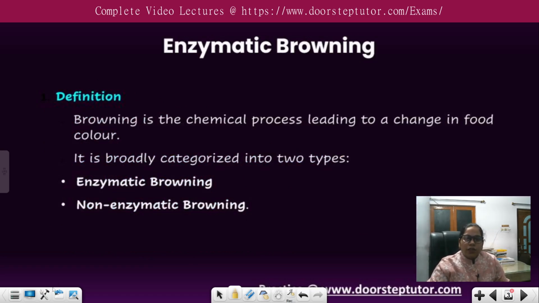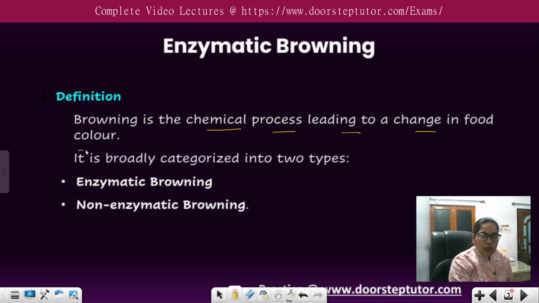First we see the definition: what is browning, and then what are the types of browning. Browning is a chemical process that leads to a change in food color. Whenever you cut an apple, you see that it becomes brown after 15 minutes or half an hour. That is a browning reaction. It is a chemical process by which the color of food changes.